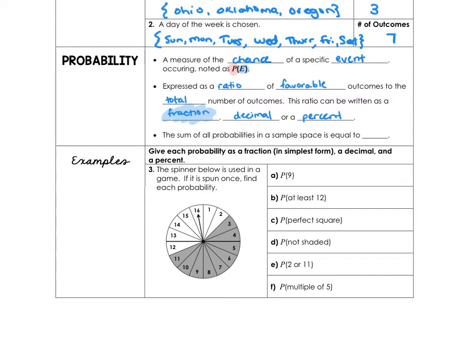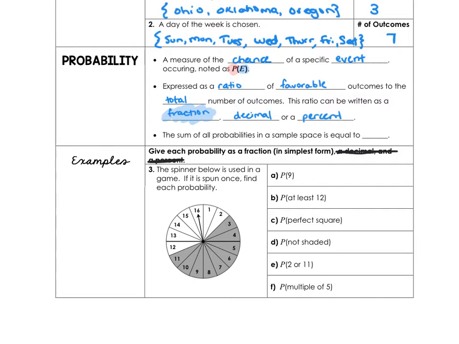So this is great. Okay, so it says give each probability as a fraction, in simplest form, a decimal and a percent. So let's go ahead and cross out where it says decimal and percent. We don't need to do those. Okay, so on your practice page, if it says as a decimal and a percent, don't do that. All right, I don't want you to do the decimals and percents, just the fractions. All right, so what's the probability of getting a 9? That's what this first one is saying, letter A. So if I look here at letter A, I would say that, what's the probability of spinning a 9?